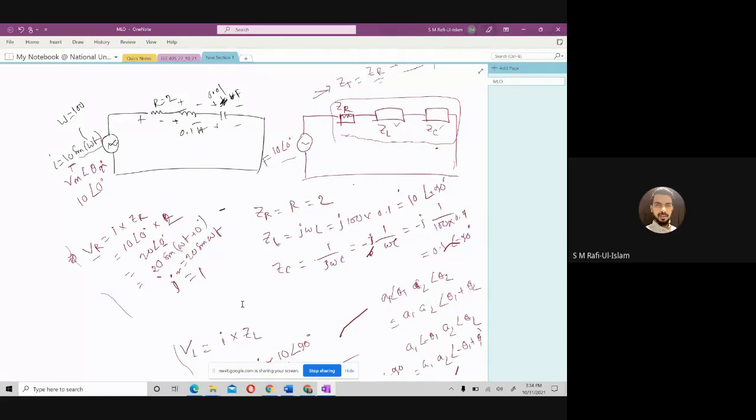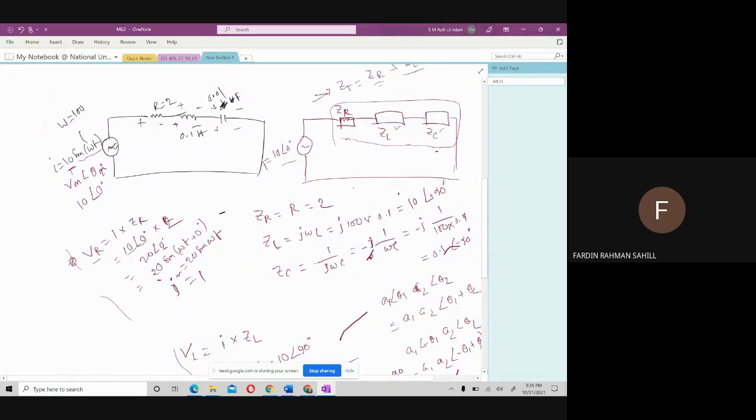Suppose for VR, you have written 20 sine omega t plus something, right? Then, sir, in this case, I don't want to write that sine omega t part. I want a perfect numerical value. So can I use I RMS instead of I, put the RMS value and multiply it with ZR? Can this be possible?